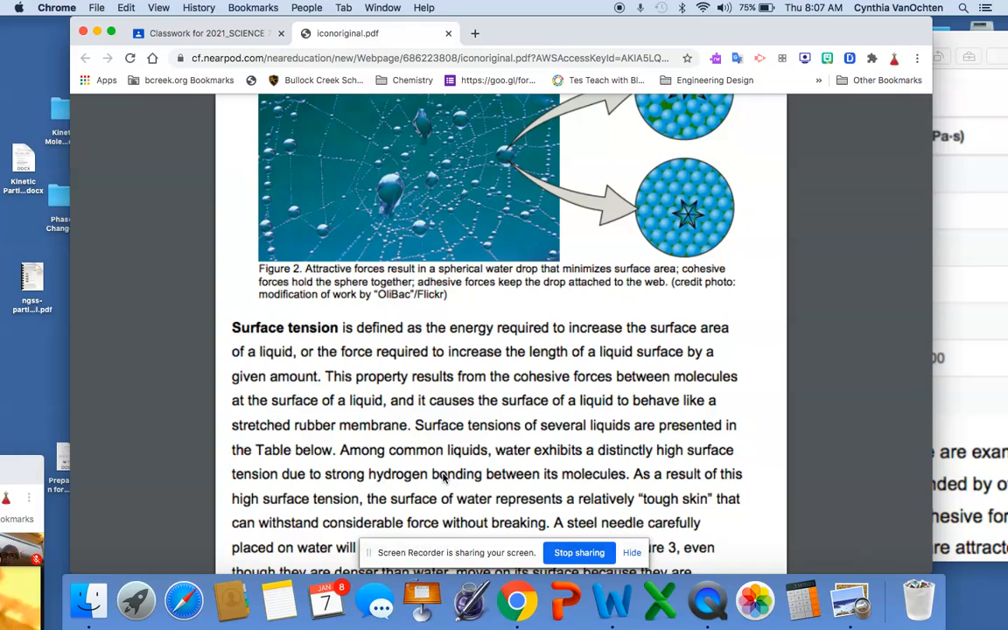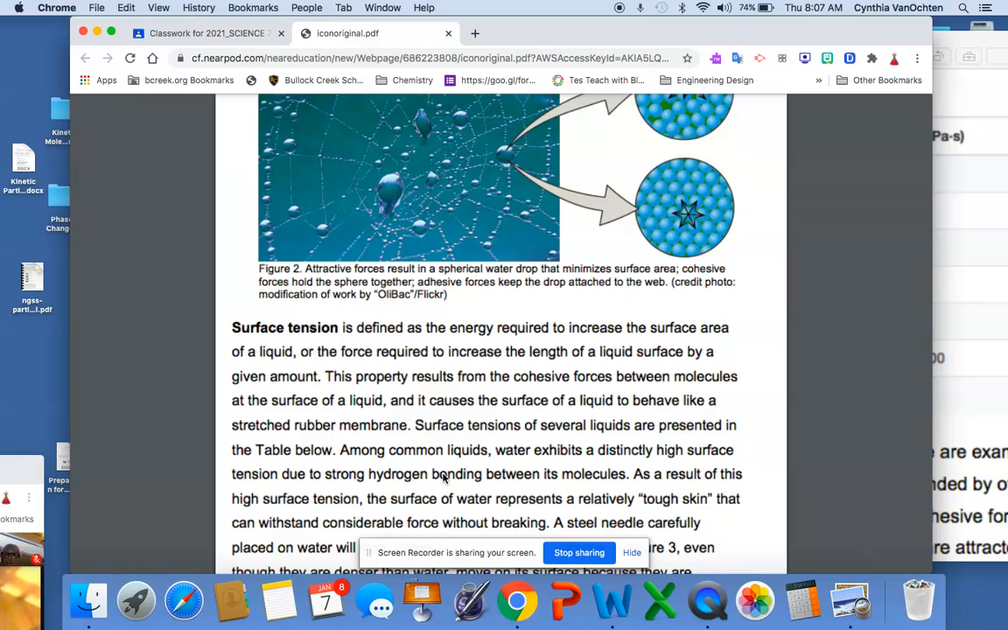This property results from the cohesive forces between molecules at the surface of a liquid, and it causes the surface of a liquid to behave like a stretched rubber membrane. Surface tensions of several liquids are presented in the table below. Among common liquids, water exhibits a distinctly high surface tension due to strong hydrogen bonding between its molecules.